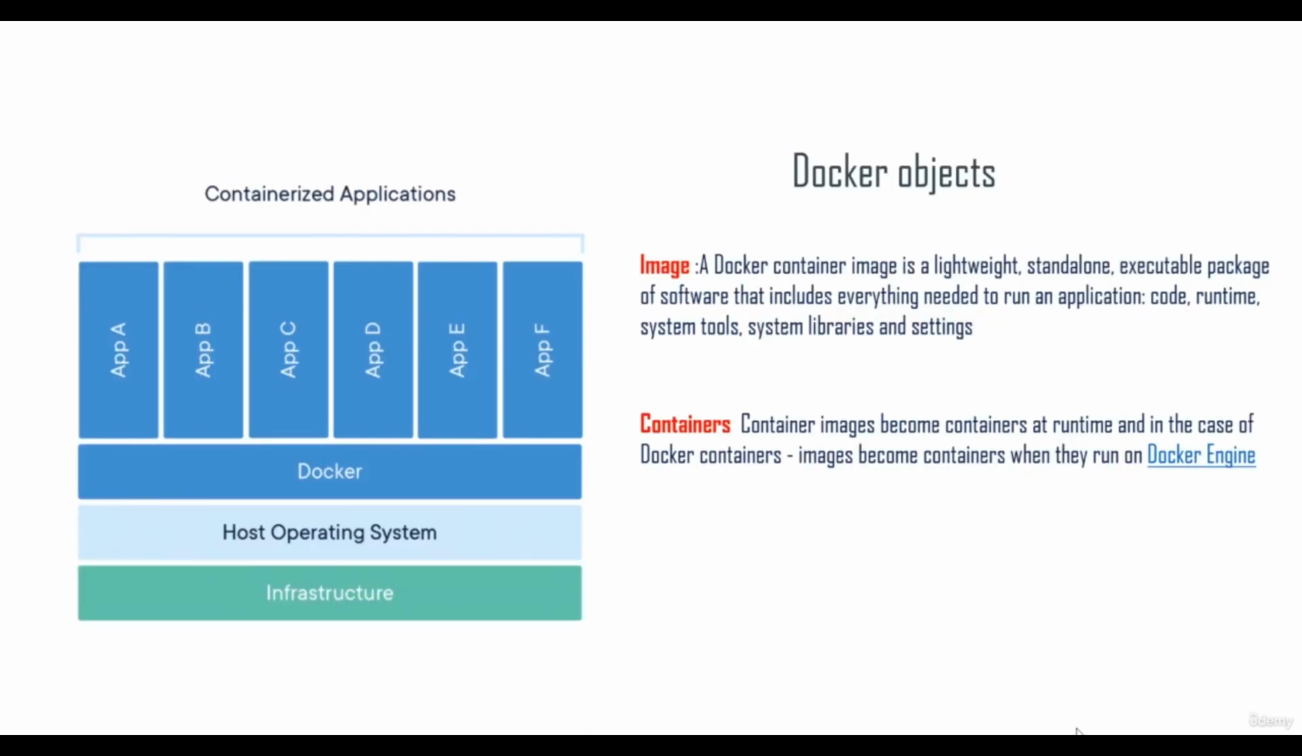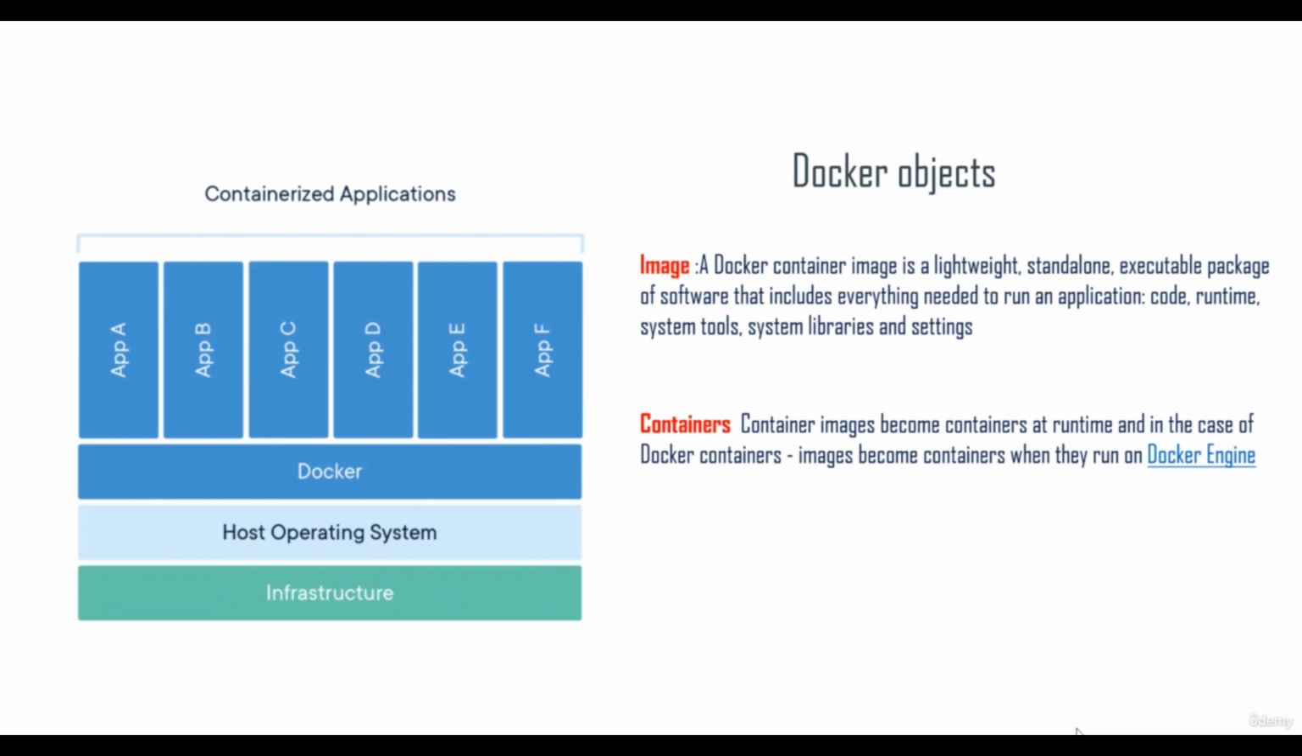There are two objects in Docker that I would want you to know initially itself: the image and the container. A Docker container image is a lightweight standalone executable package of software that includes everything that is needed to run an application: the code, the runtime, the system tools, the system libraries, and settings. You could consider this to be akin to a virtual machine image. The only difference is that this particular image runs on top of Docker.